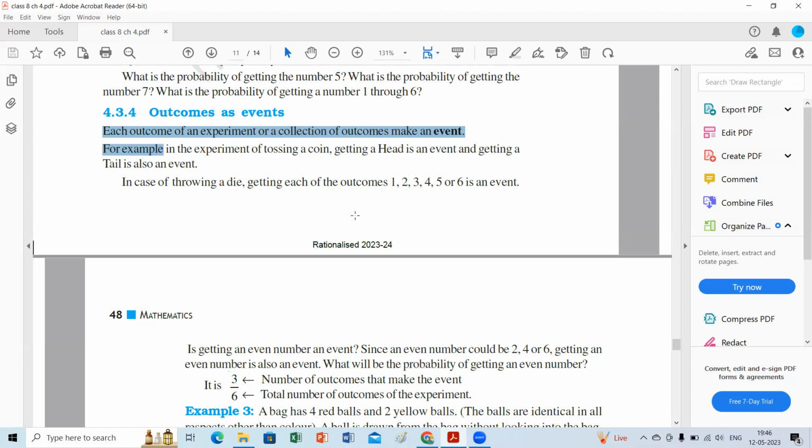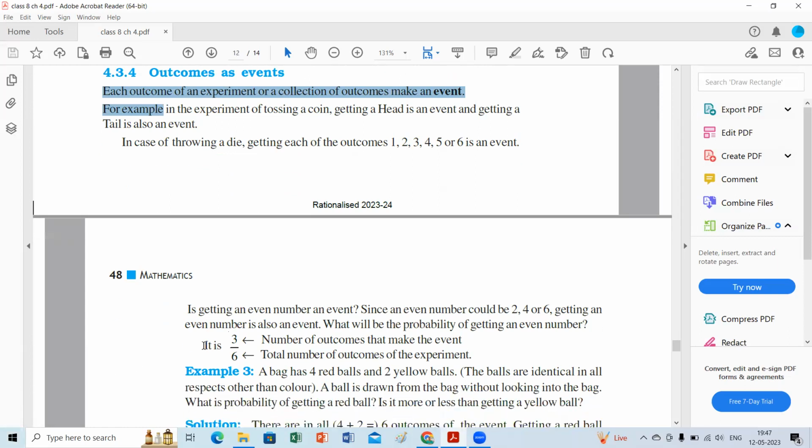Exactly, because 2, 4, 6 are even numbers. 3 out of 6 means half the chance. The possibility of getting an even number is half the chance. Now, the possibility of getting prime numbers.